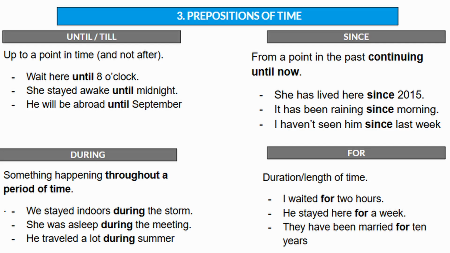Preposition of time, "since," which means from a point in the past continuing until now. We use "since" to refer to a point in the past, but that point didn't stop in the past; it's a point that continues until now. For example, when you say she has lived here since 2015, it means up to now the person is still living here. It has been raining since morning. If I say that, it means even now in the evening, at 5 p.m., the rain is still there.